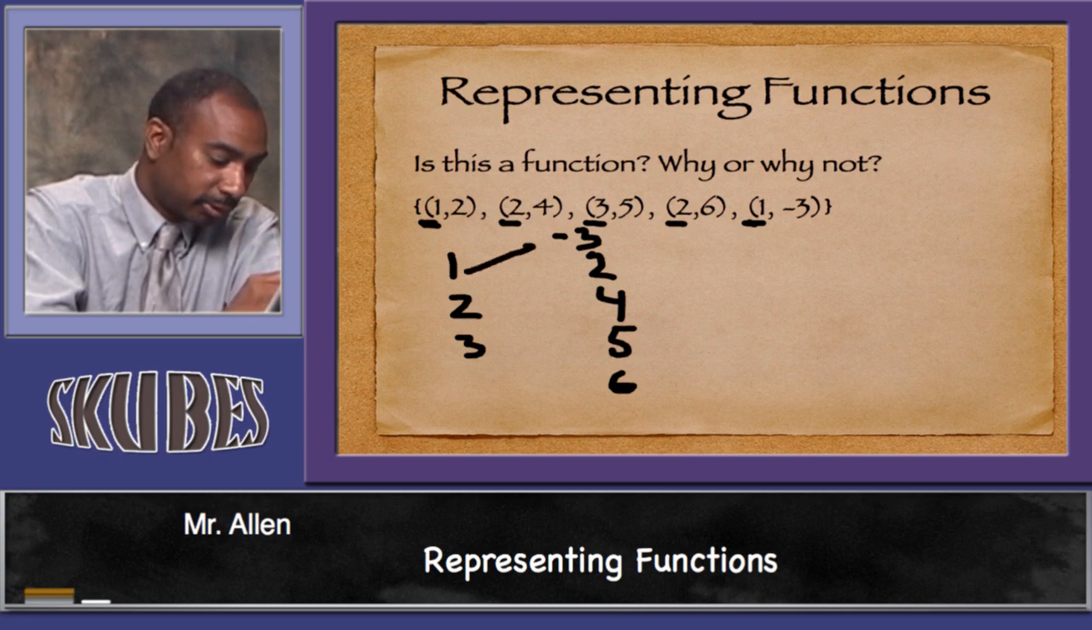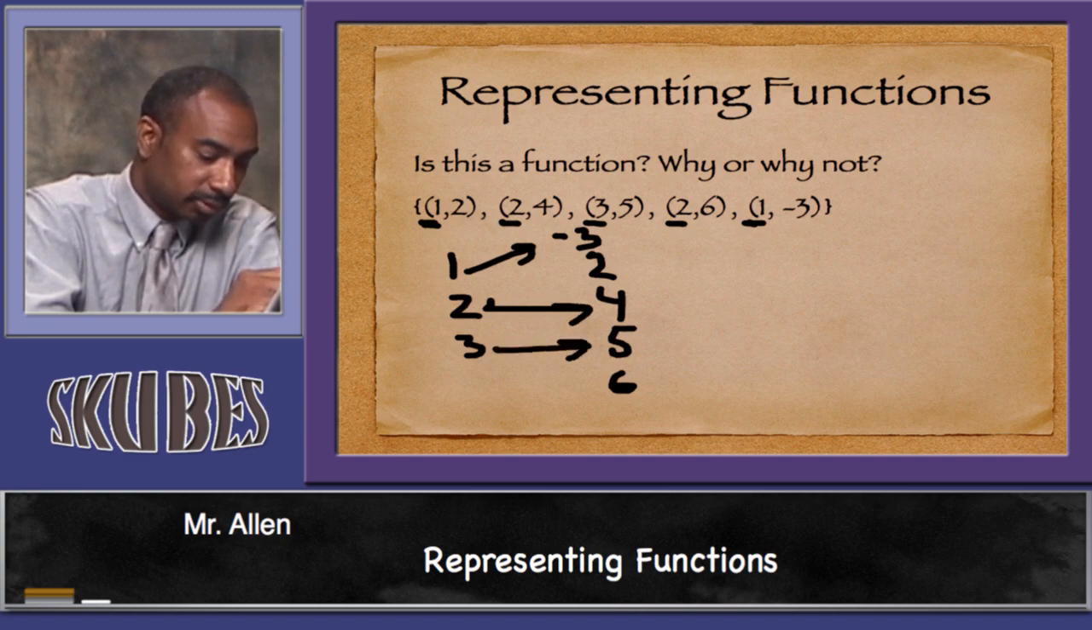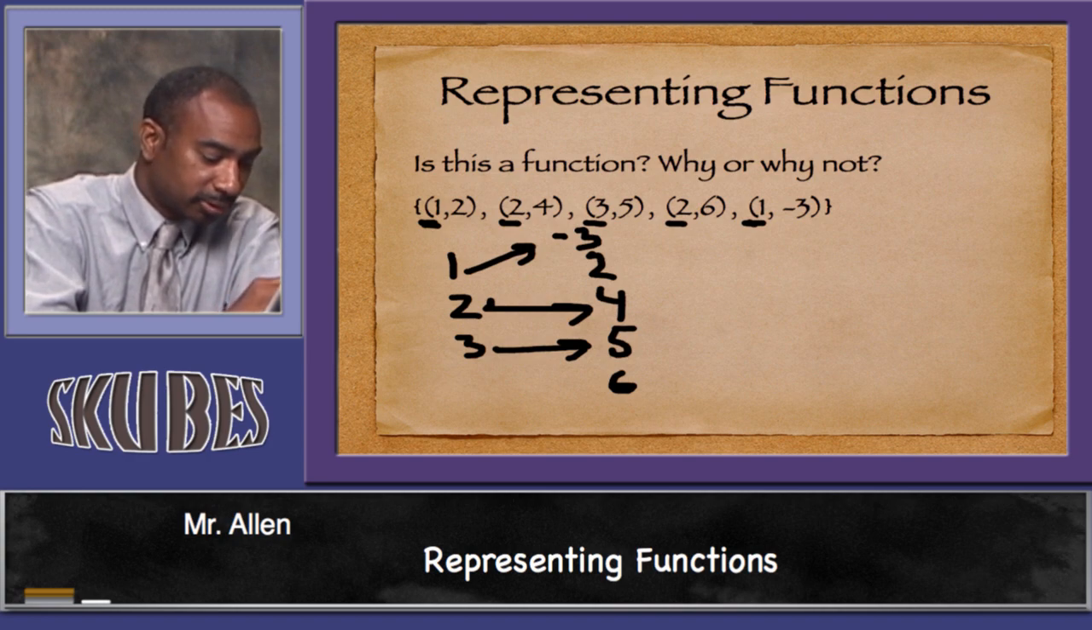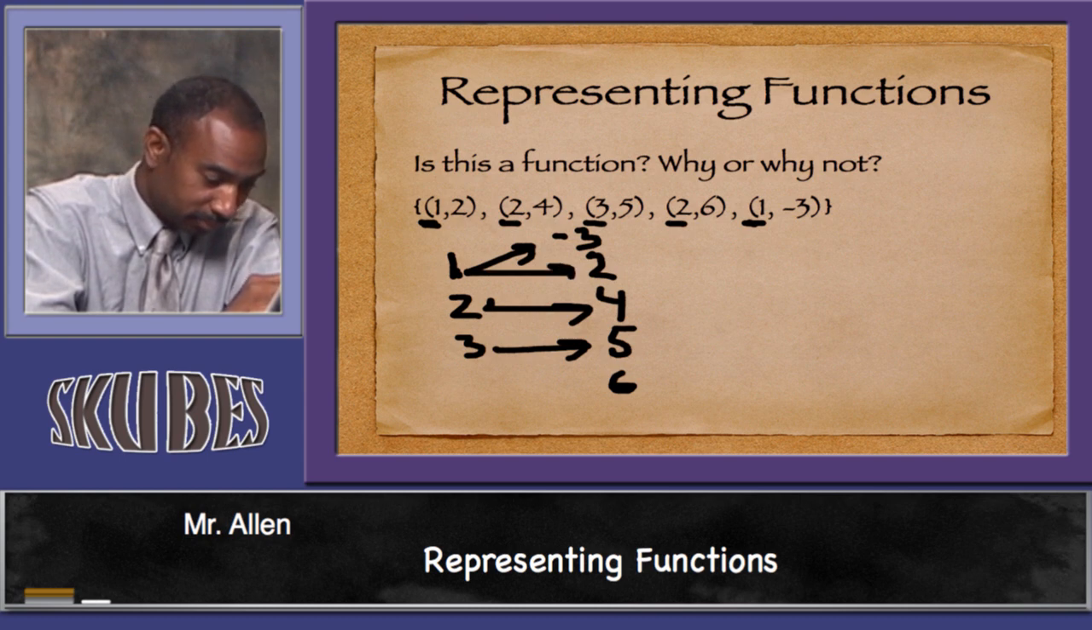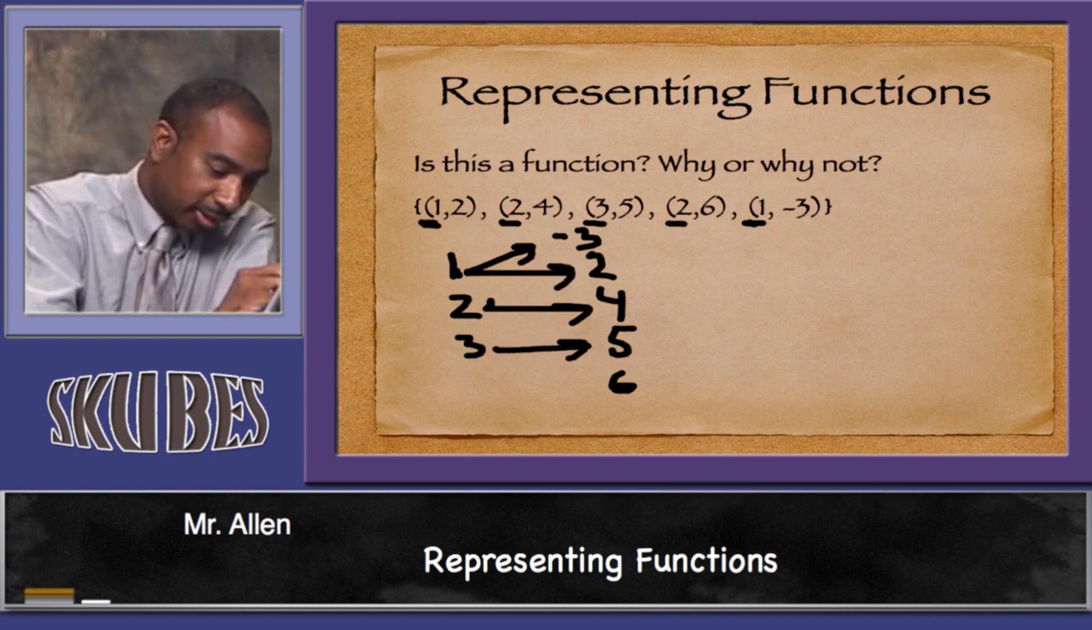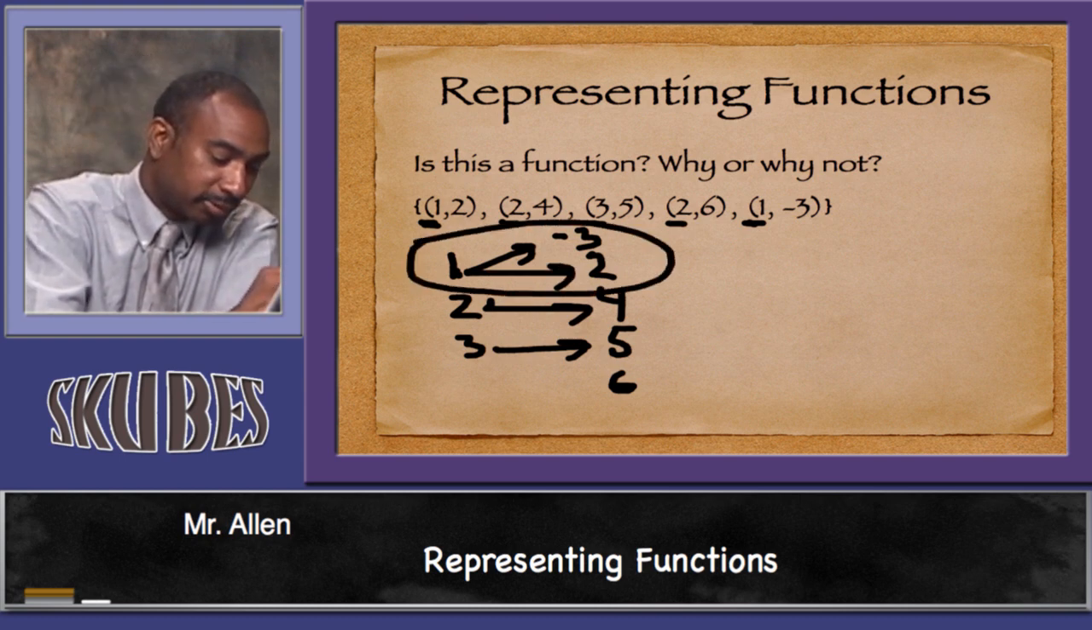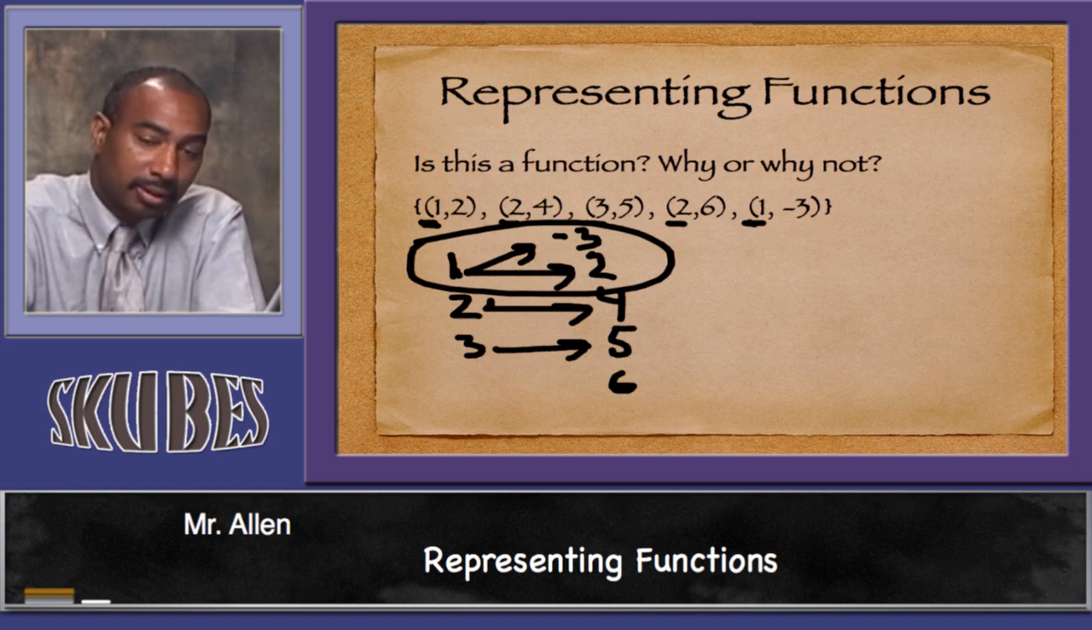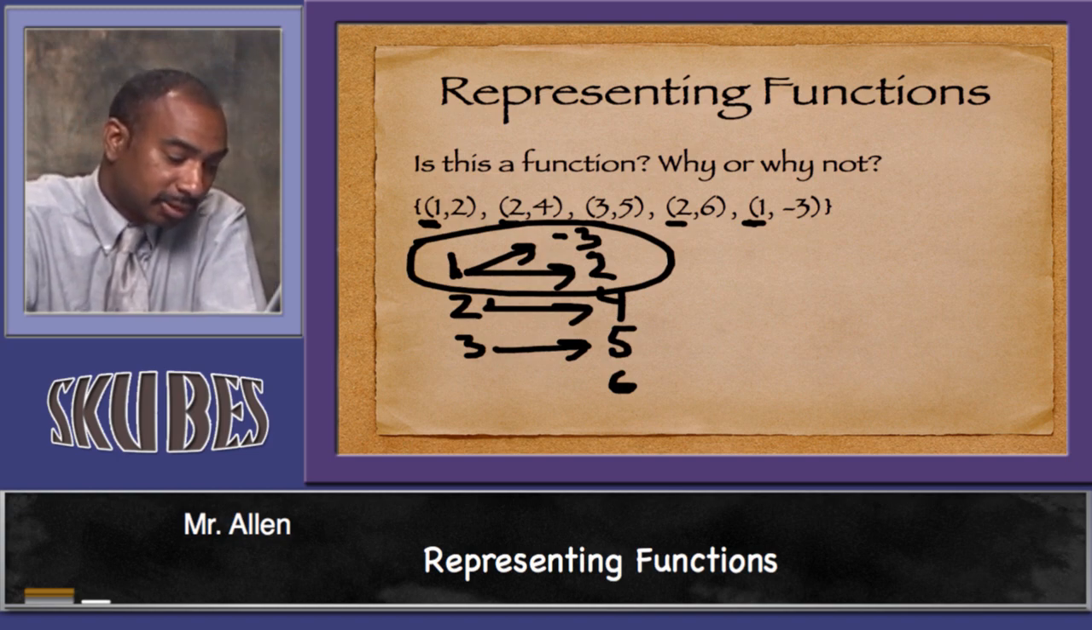1 goes to negative 3. 2 goes to 4. And 3 goes to 5. But now look at this. 1 also goes to 2. This right here tells you it's not a function because we have a value in the domain that's assigned to 2 elements in the range.